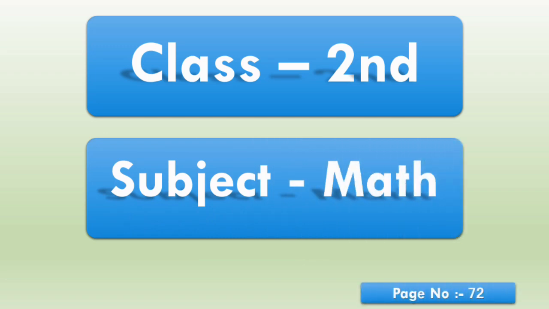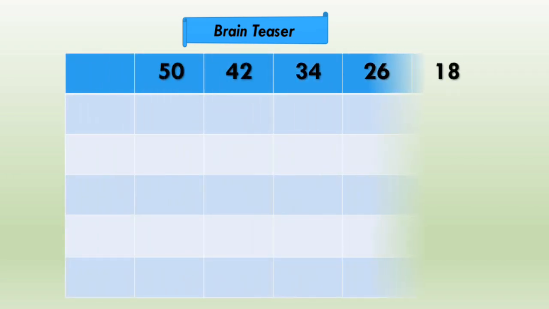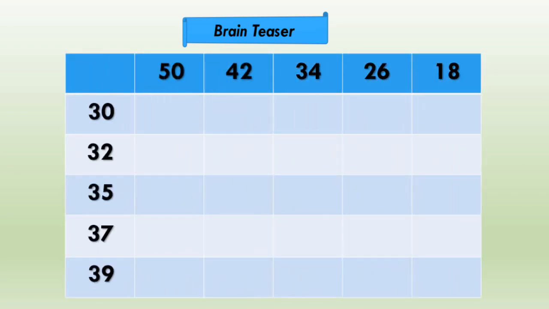We are going to do some mental exercises and games from page 72 of your book. These are very enjoyable games, so let's start. Here we have a table with some numbers in different rows and columns. We will add them. So students, let's start.